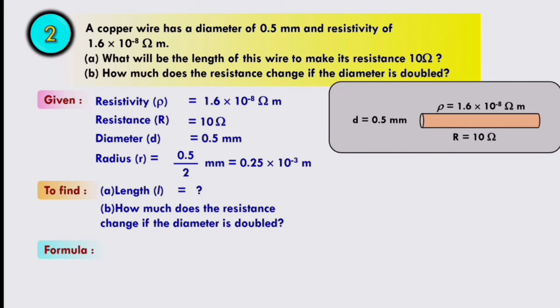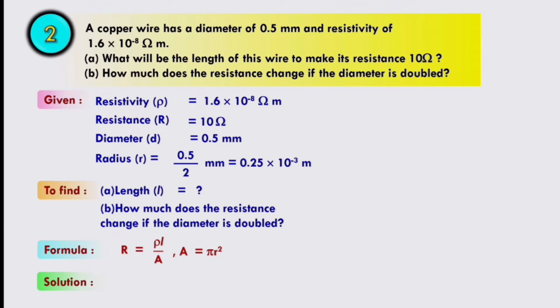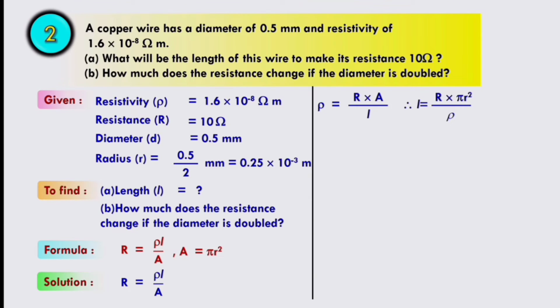Alright, so now let's see the formula. Here we will use resistance equal to rho into L by A. We know that A is area and its formula is pi R square. Alright guys, start solving it. R equal to rho into L by A. So rho equal to R into A by L. Therefore L equal to R into pi R square by rho.